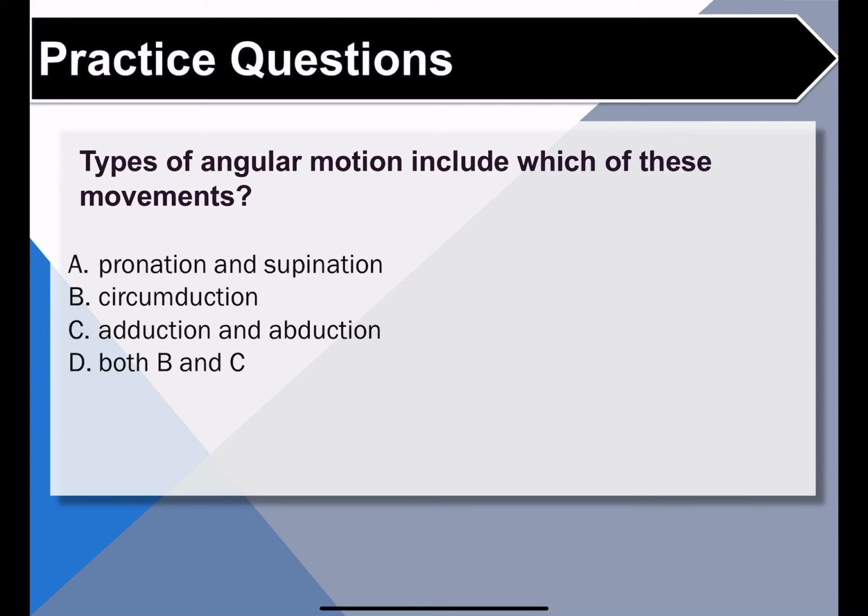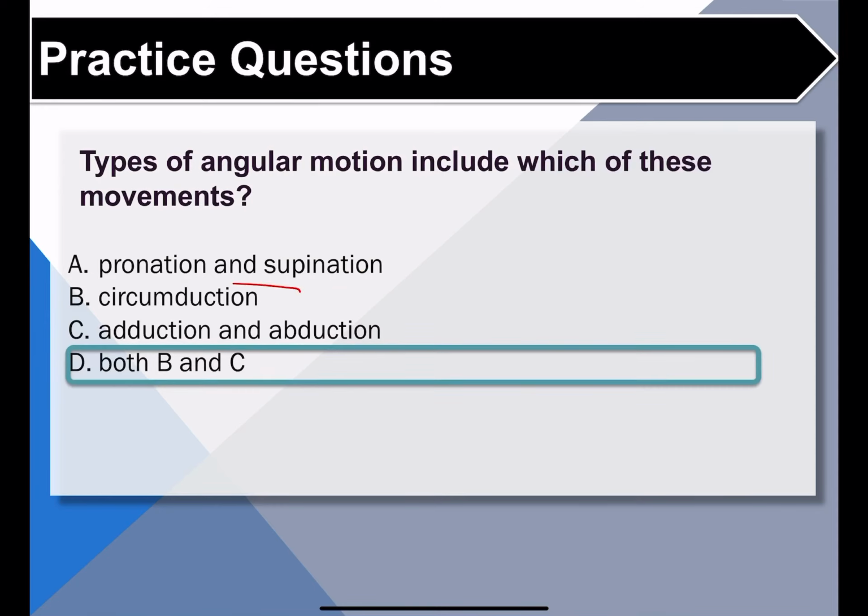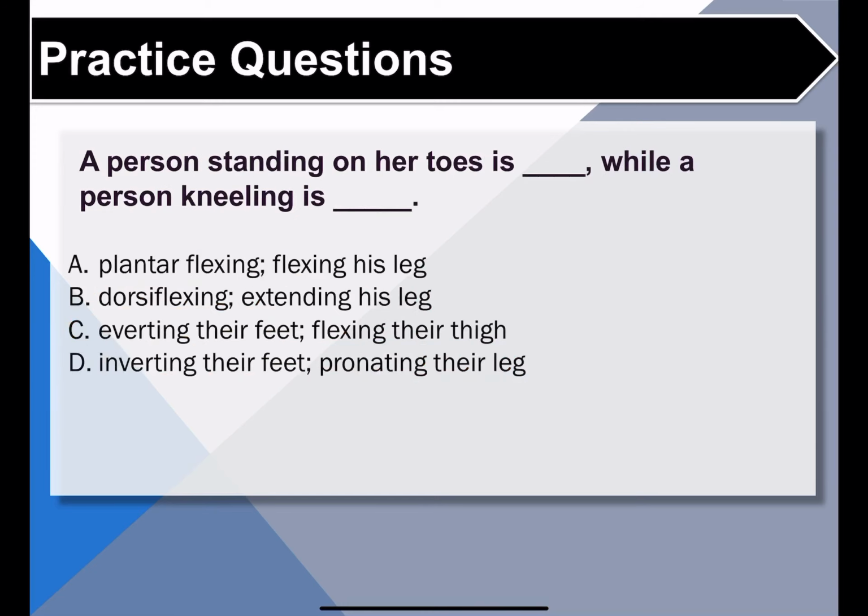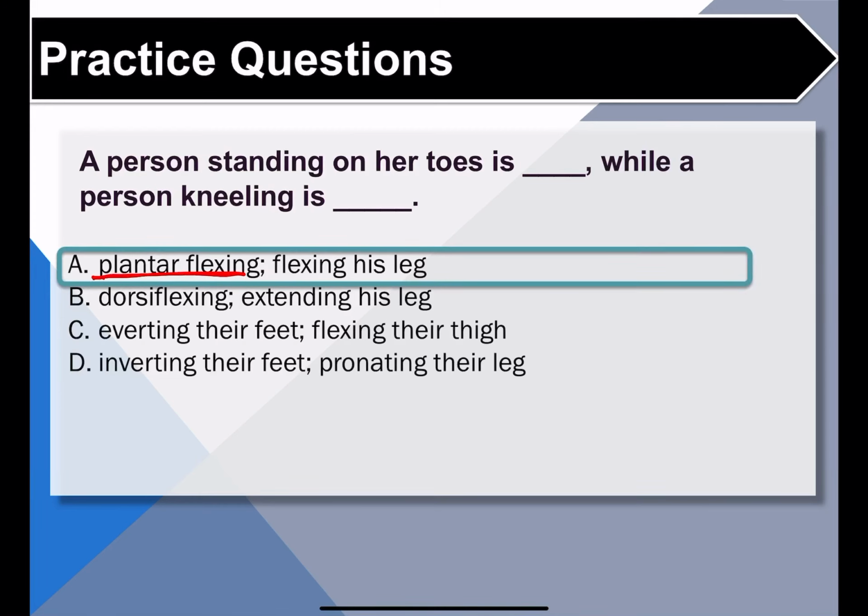Types of angular motion include which of the following movements? Both circumduction and abduction, adduction. Pronation and supination is not an angular motion. It is a rotational motion. A person standing on her toes is blank, while a person kneeling is blank. So standing on her toes is plantar flexing. Remember I said tiptoeing, okay? And then the person that is kneeling is actually flexing his leg. Here's the leg, okay? Kneeling. So you are decreasing the angle of your knees, okay? So flexing his leg, flexion.